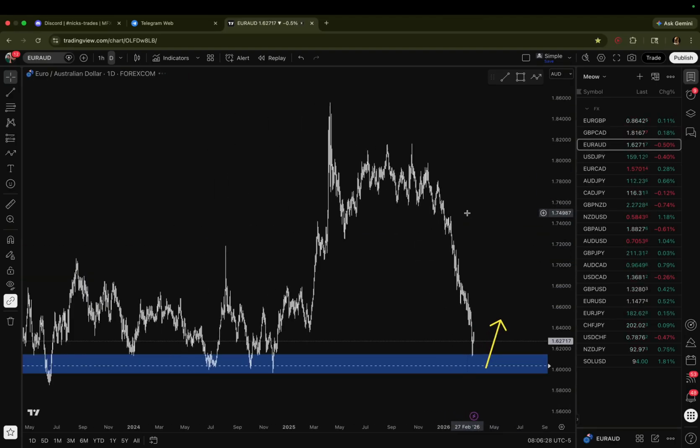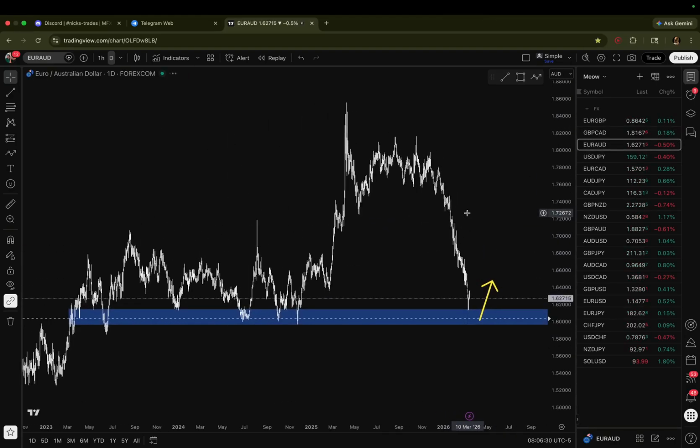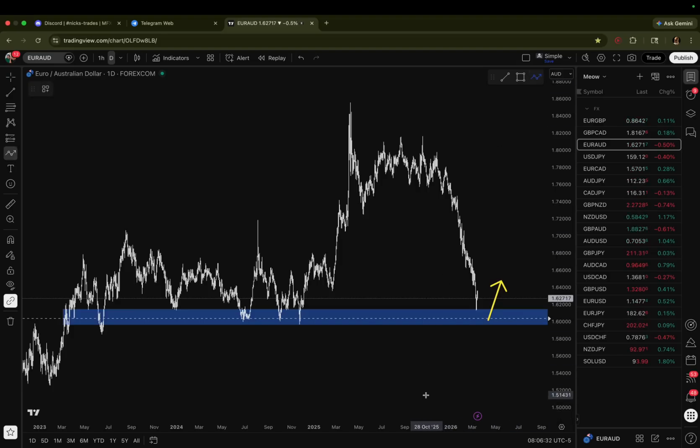Very, very simple. Euro AUD is looking really promising too. It looks like we're going to end up falling below this zone, falling down to this zone. We have a couple of bounces here in the past. We have a little bit of leakage below the zone right there.